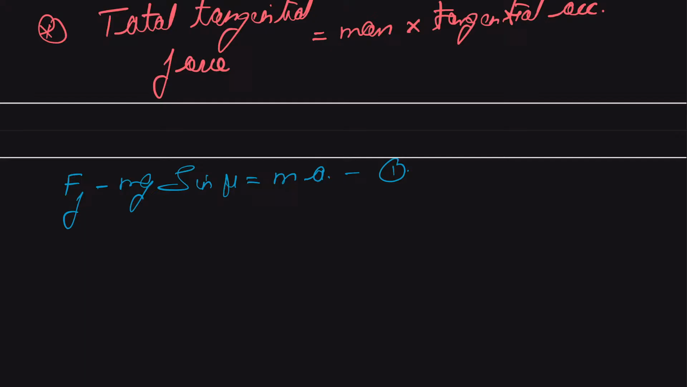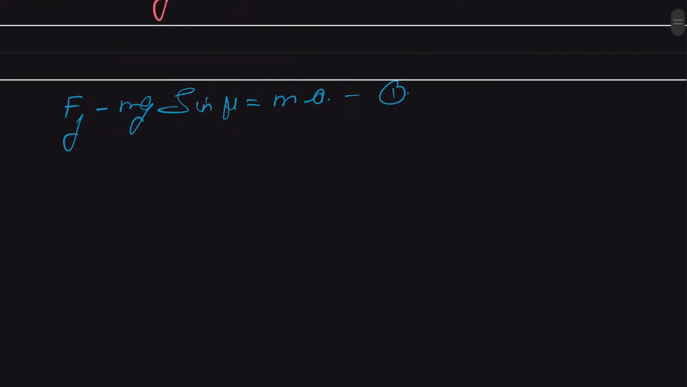And since there is rolling without slipping, obviously torque will also come into the picture. So let us calculate the torque equation about the ball's center.